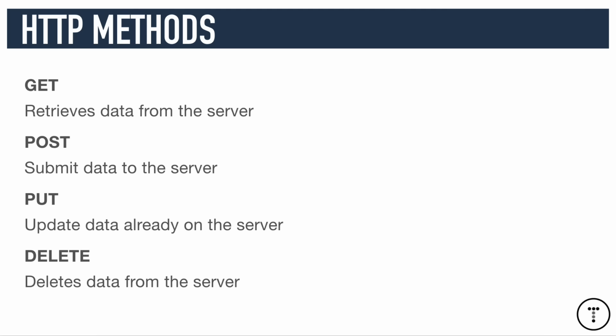All right, and then we have PUT requests, which is used to update data that's already on the server. So if you have a blog post, you want to edit it, maybe change the image or change some text, typically you would do that with a PUT request. And then a DELETE request, of course, just deletes data from the server.